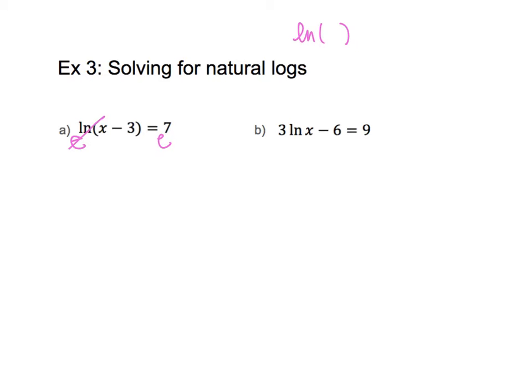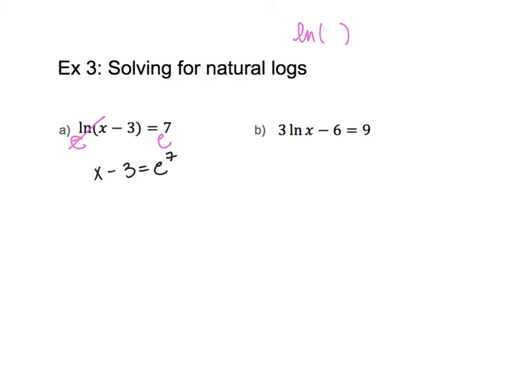So now I just have x minus 3 that comes out, or comes down. And then the other side is e to the 7th power. Remember that 7 becomes an exponent for the e. The e acts as a base. And so now, this side here, I'm just going to keep it as e to the 7. I'm not going to try to calculate that or put that in my calculator yet. But I do need to try to get this x by itself.